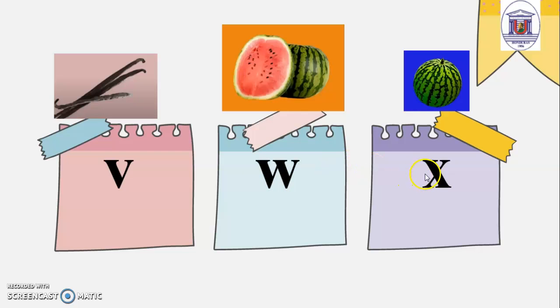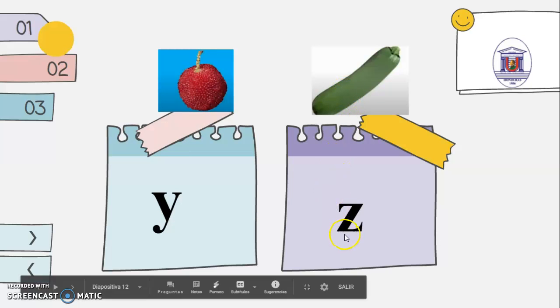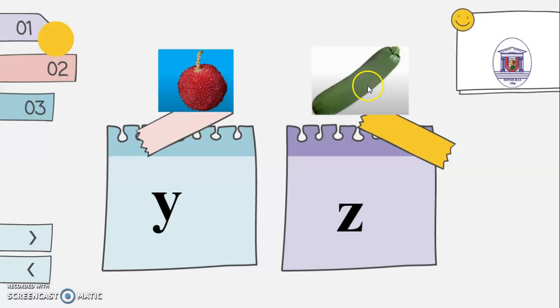X, cigar. Cigar. Y, repeat with me, please. Y. Do it again. Y, yumberry. Z, zucchini. Zucchini.